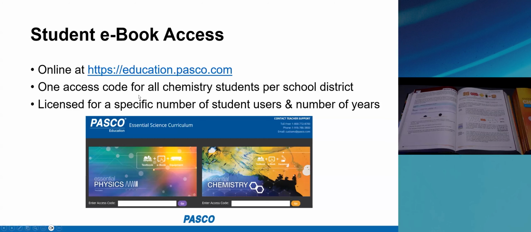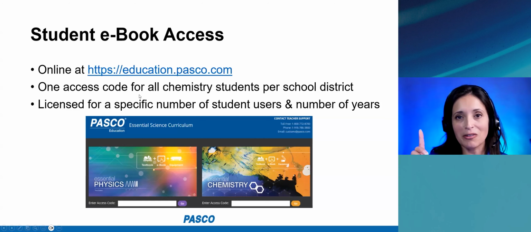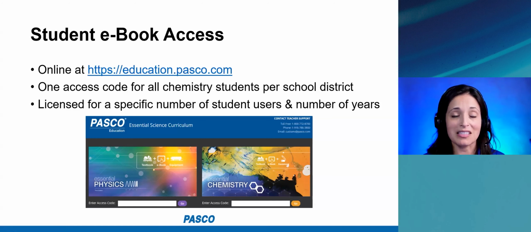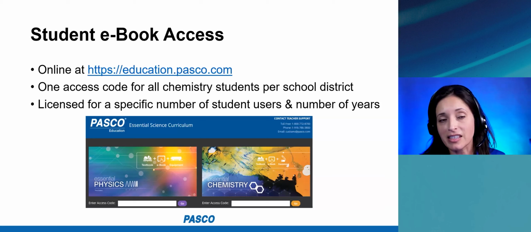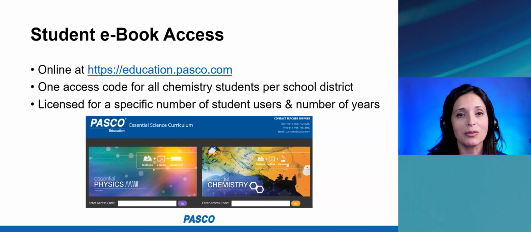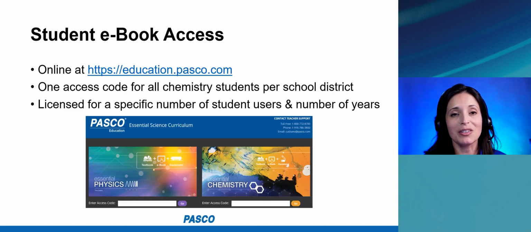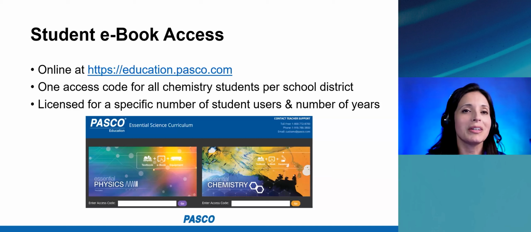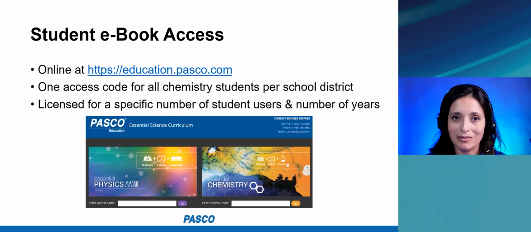When your school district or school site adopts essential chemistry, you'll be sent codes for students. It's only one code for all the students, and that eliminates a lot of hassle with forgotten codes and switching devices. I lost my device. Can I use my phone? Yes, you can use your phone. Can I use my iPad? Yeah, you can use your iPad. What's the code? I forgot it. That's okay. Everybody has the same code.